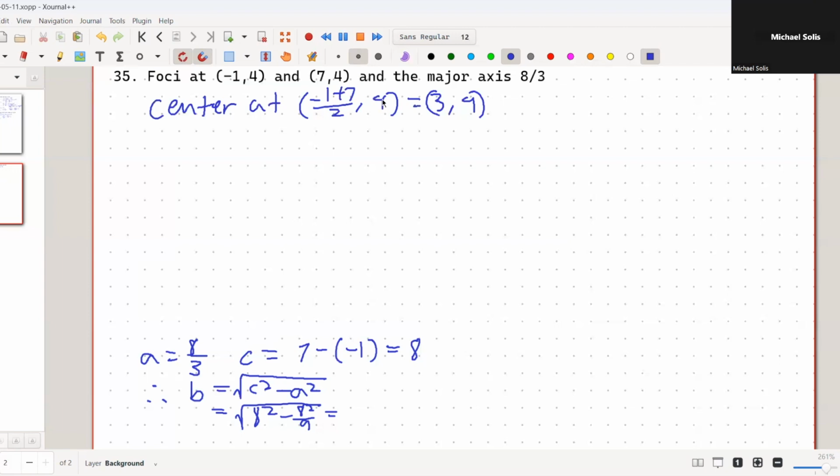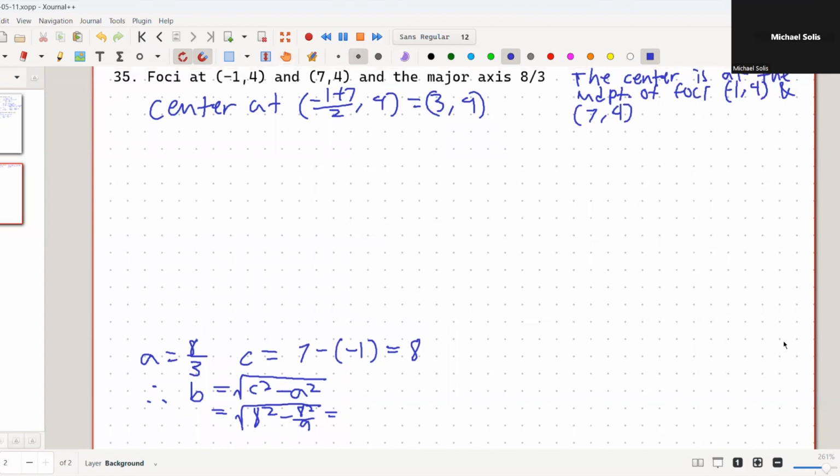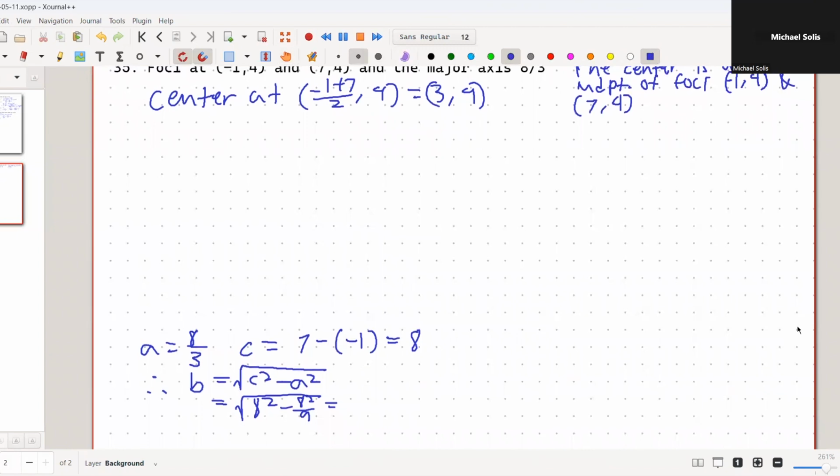Before that, maglagay kang text. The midpoint is at the center, or the center is at the midpoint of negative 1, 4, and 7, 4. Okay, tas okay, now if you look at that statement, that's already a full sentence. That's the first thing. So, yung center at negative 3, 4, ibaba mo siya.